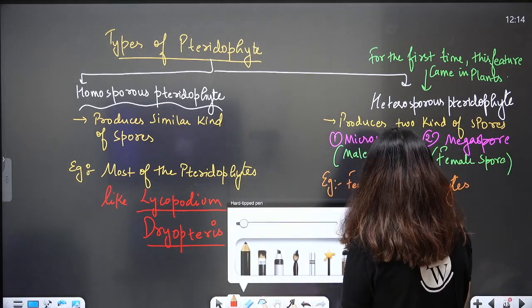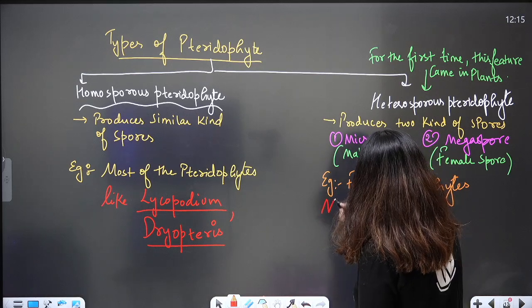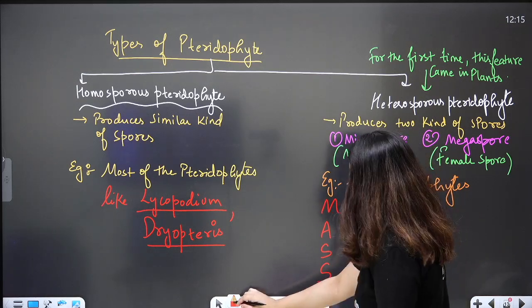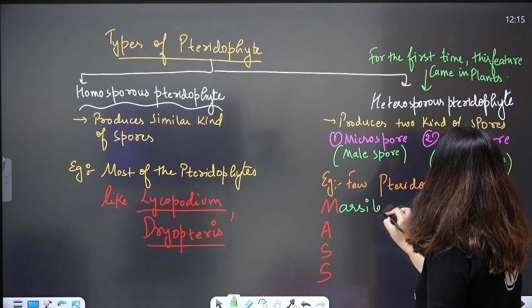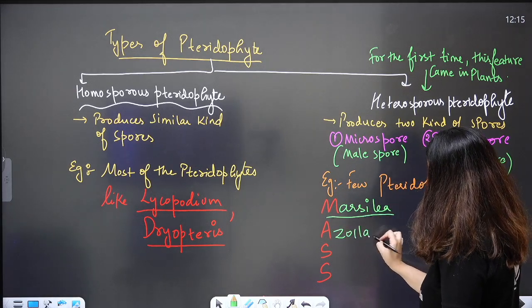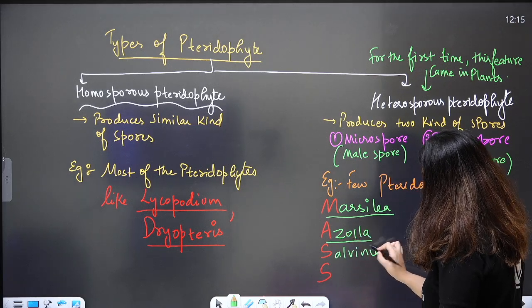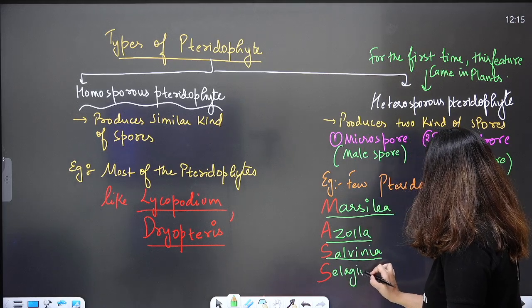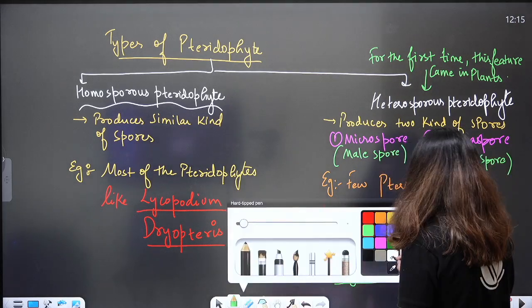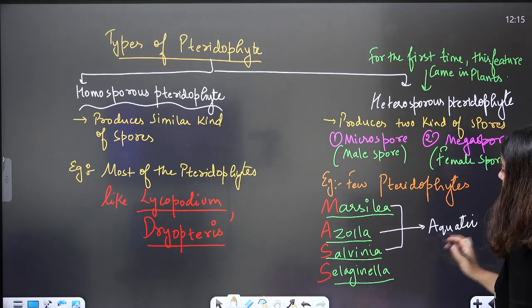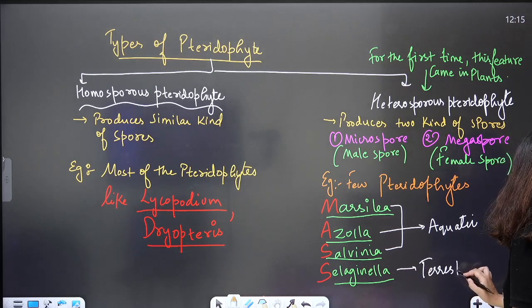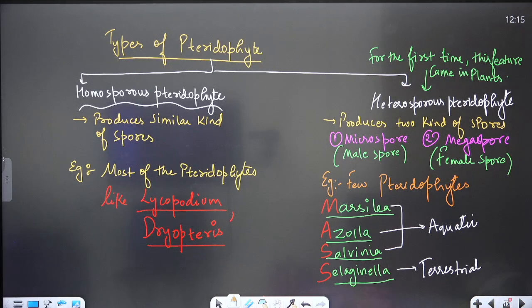Example. I'll give you a mnemonic to learn it. Mass. Marsilia, Azolla, Salvinia, Selaginella. These are the four pteridophytes producing two different kinds of spore, whereas Marsilia, Azolla, Salvinia are aquatic pteridophytes, whereas Selaginella is terrestrial. So very few pteridophytes for the first time produce two kinds of spore, microspore and megaspore.